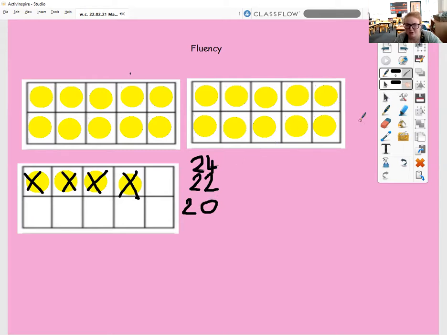So I want to count backwards in twos. What do I need to do next? So shout out what I need to do next to count back in twos. I need to take 2 away. Let's take 2 away. What do you think the next number is going to be when we're counting backwards in twos? What's my next number going to be? So I would just have 20 and I've taken 2 away.